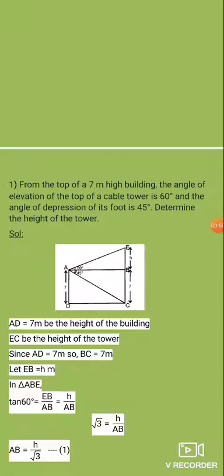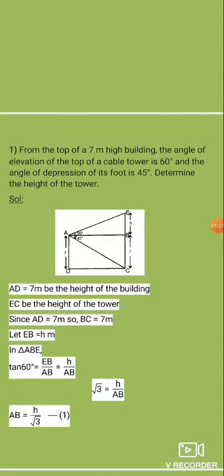Let AD equal 7 meters be the height of the building and EC be the height of the tower. Since AD is 7 meters, BC is also 7 meters. Let EB equal H meters. We need to find EC. Now in triangle ABE, tan 60 is equal to EB, opposite, by AB, adjacent. That is, H by AB is equal to tan 60. So tan 60 value, root 3, is equal to H by AB. So AB is equal to H by root 3. Put equation number 1.